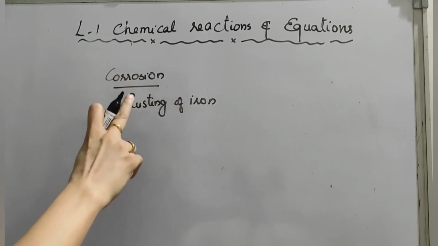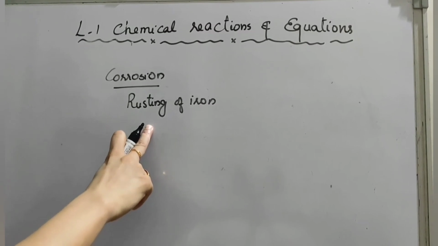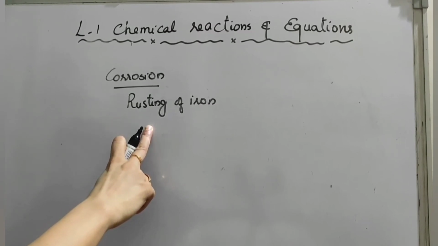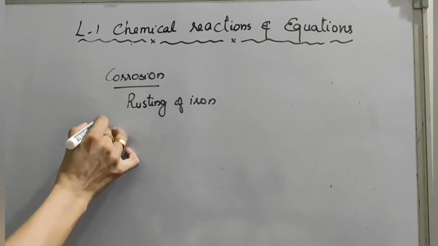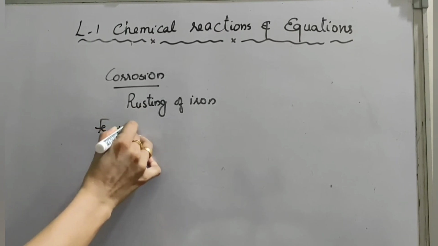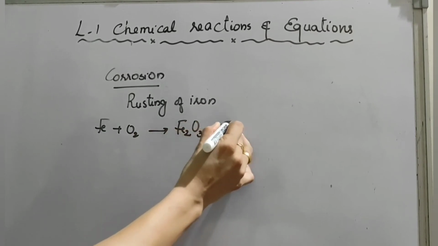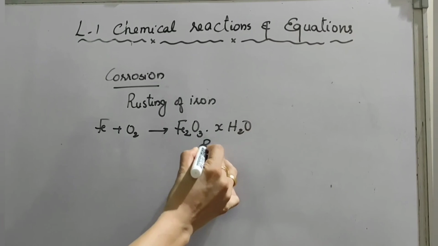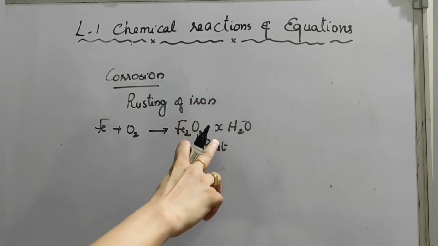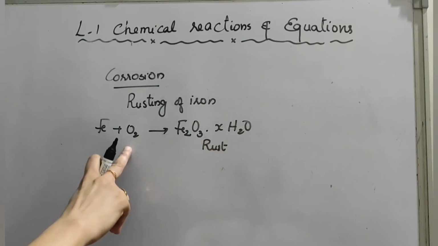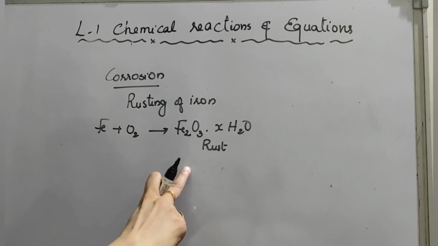Simply, we can say rusting of iron is known as corrosion. That means when a metal is attacked by substances such as moisture, acid, etc., we call it corrosion. That is, iron reacts with oxygen to form Fe2O3.xH2O. This is known as rust. What is the value of x? It means any number of water molecules. So iron reacts with oxygen and moisture to give an iron oxide, which is known as rust.